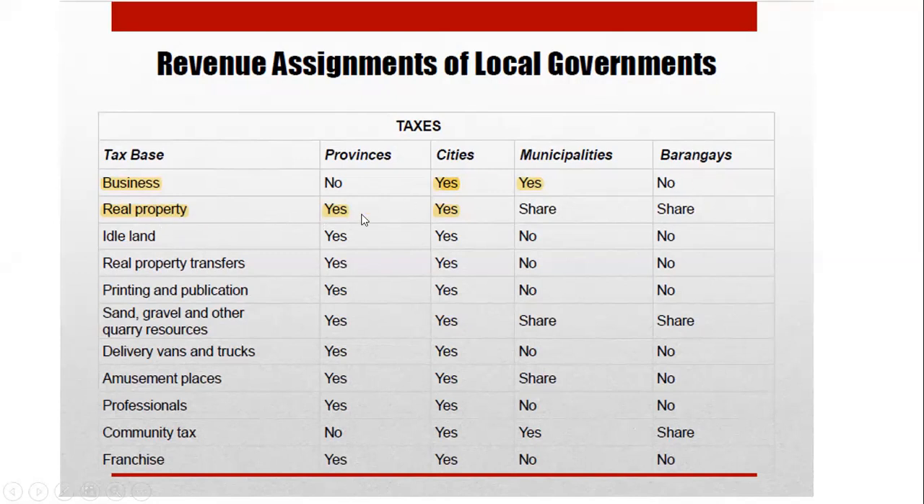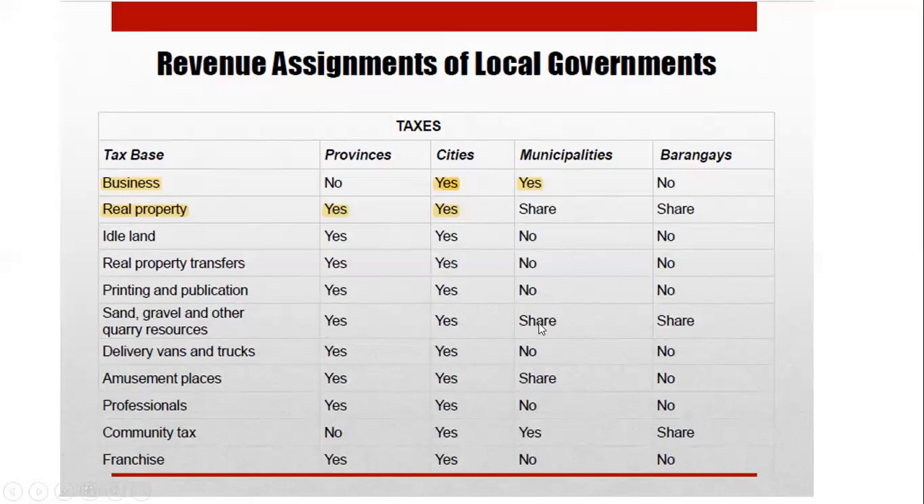Anyway, for real property taxes, notice that the cities can collect real property taxes, but municipalities cannot. So who collects the real property taxes? It's the province, and then the province would give a share to the municipality. Notice that cities have the power to collect taxes in almost all of the things that are listed here. But the municipalities have limited power to collect taxes. Rather, it is in the power of the province. And like in this case, for quarrying, they would just give a share to the municipality.